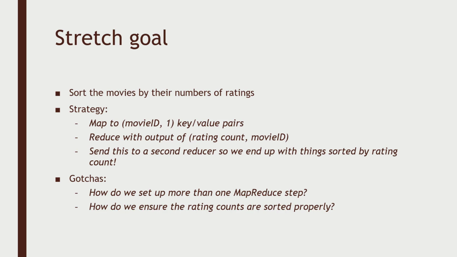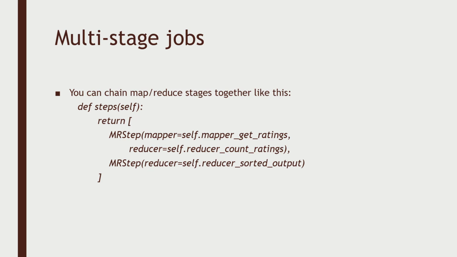One is how do you set up more than one MapReduce step using MRJob, and how do we make sure things are actually sorted properly? So let's talk about that. I'm going to give you some code snippets here. I don't want to challenge you too much and make you discouraged, so I'm going to give you the pieces you need. All you really have to do is put them together here.